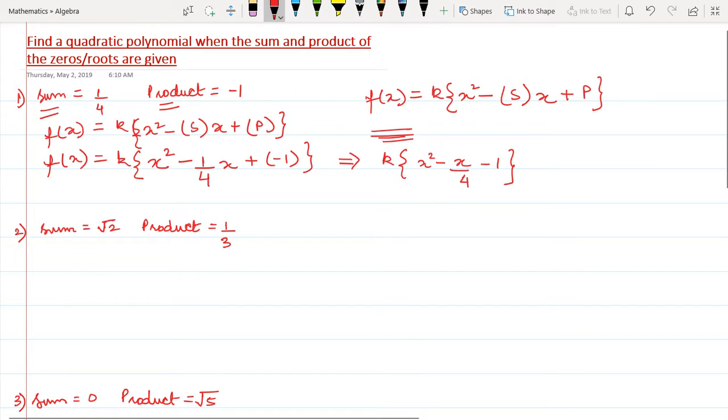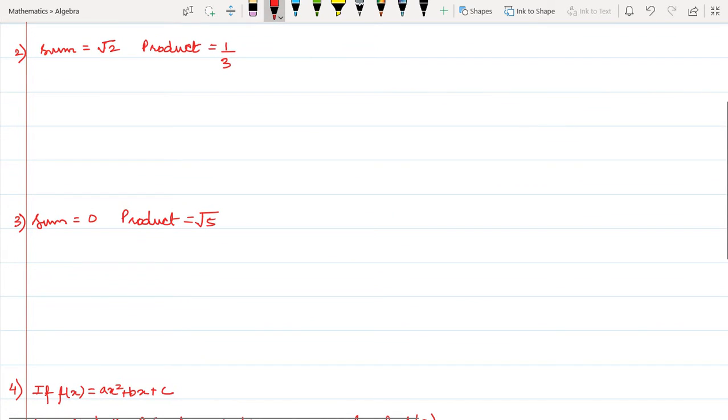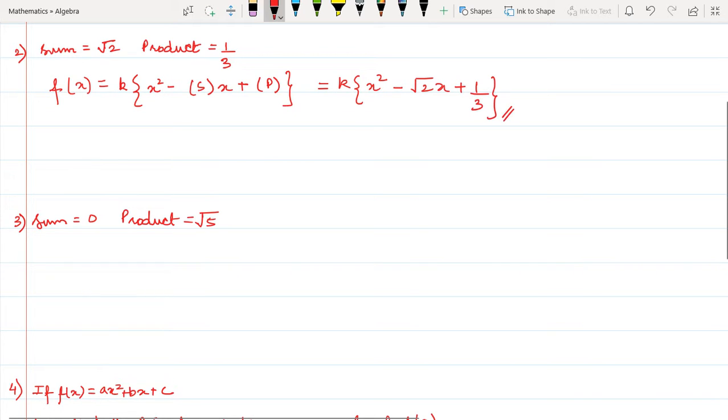Let's take the next question and try and solve it again very fast. The next question will be f of x is equal to, let us rewrite the formula again. You should always write the formula so that it gets imprinted in your head. k times of x square minus of sum of roots multiplied by x plus of product of roots. And if I fill in the values here, k will remain k, flower brackets, x squared minus sum of roots is given as root of 2x plus product of roots is given as 1 by 3. This is the final answer.